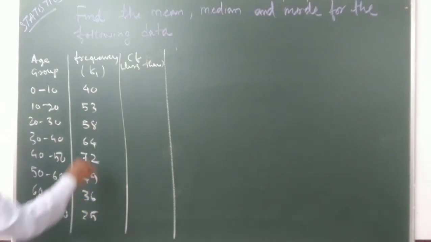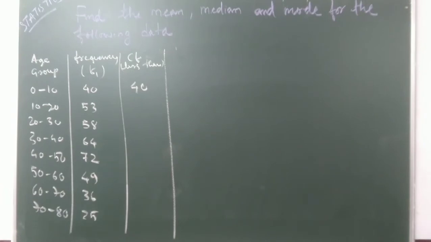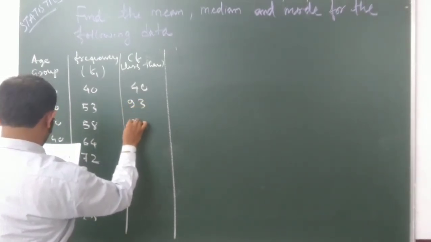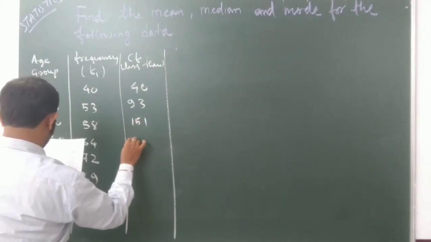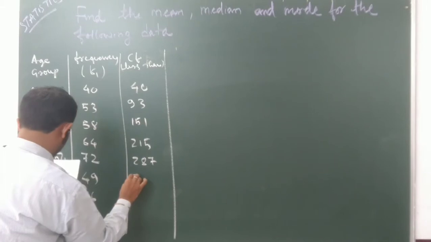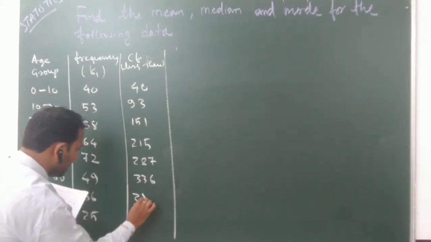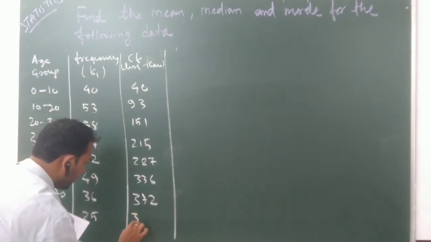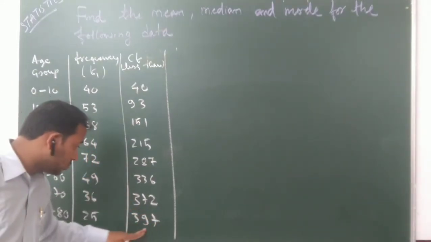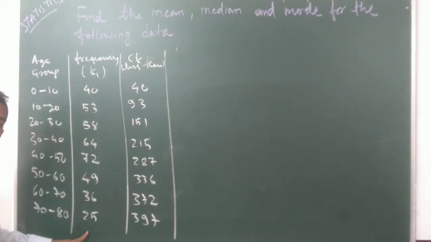So here we need to add one by one. I have the result with me, so let me add it here, otherwise it will take time. 40, 93, 151, that is 215, 287, 336, 372, and 397. Remember one thing: this 397 must be equal to the total frequency.